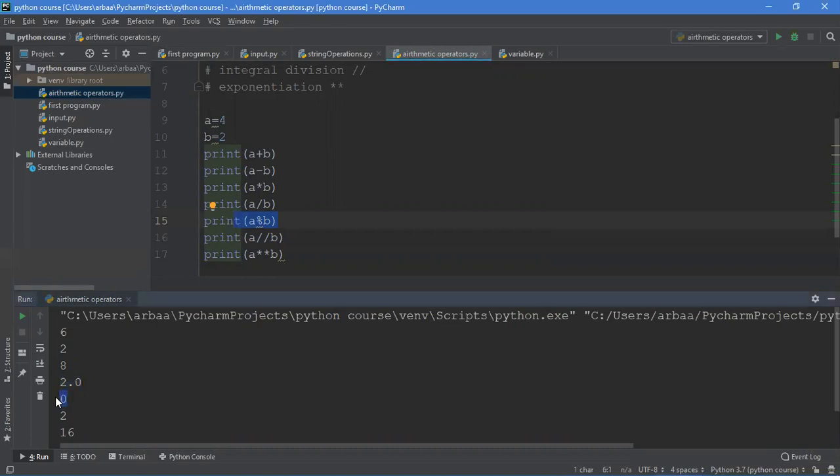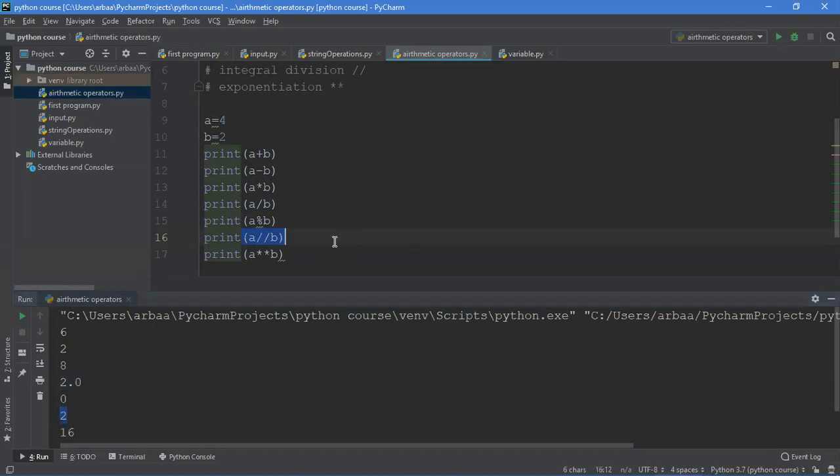And then we have A double slash B. This double slash means that the answer should be an integral value, an integer. You see, we have 2 here. And here's the difference between these two. A divided by B results in 2.0 here, and this A double slash B, called the integral division, results in a simple 2.